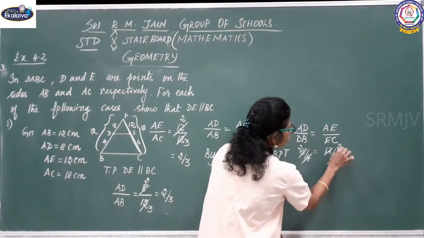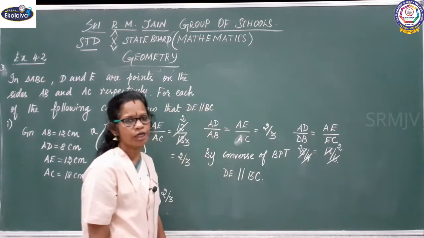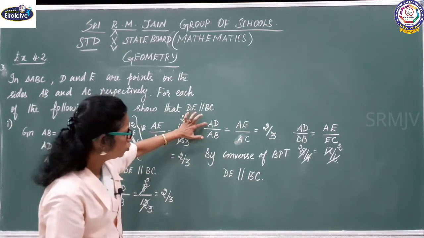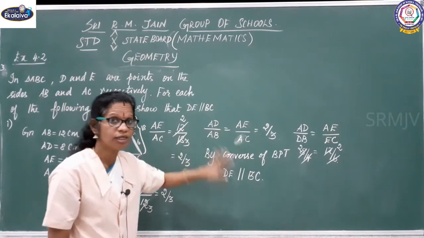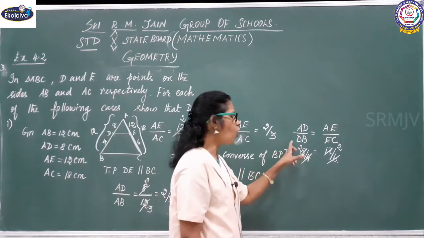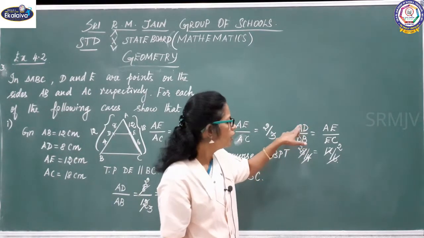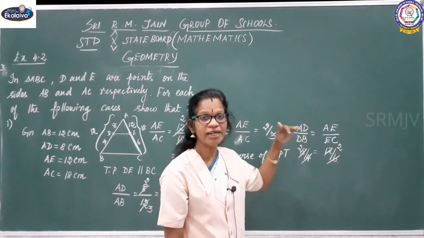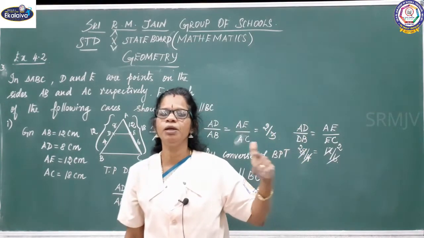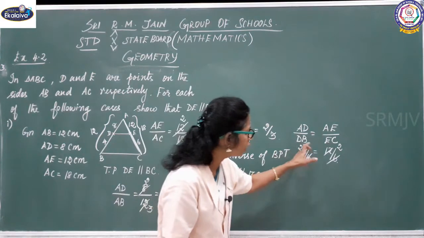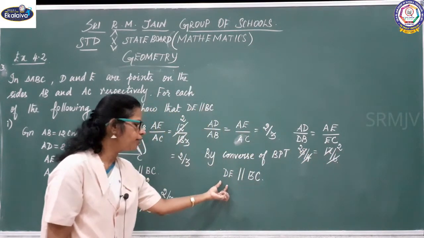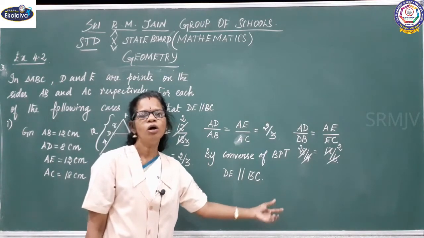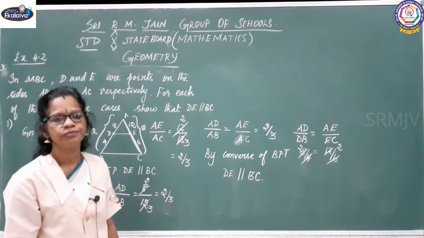2 by 2. Here also the ratios are equal. Here you got AD by AB equal to AE by AC. That is also correct. If you want to apply the BPT, BPT says that AD by DB equal to AE by EC. In that case also it is true. By converse of BPT you said that DE parallel to BC.